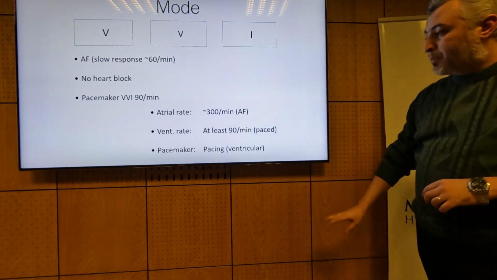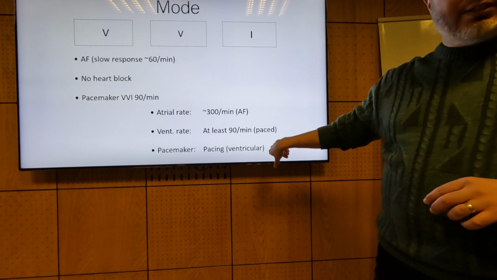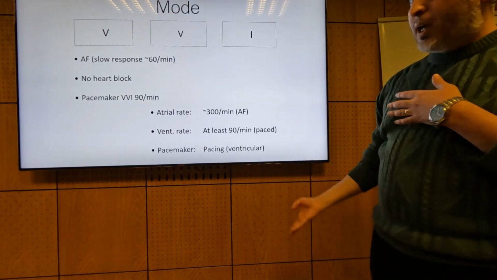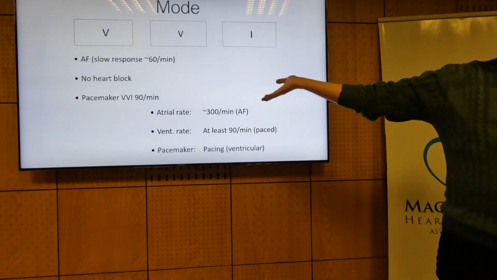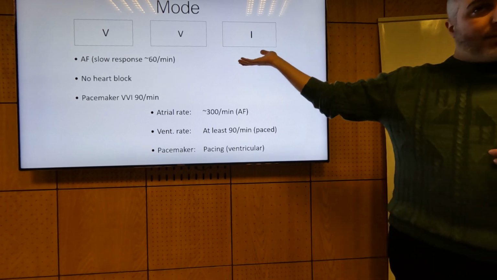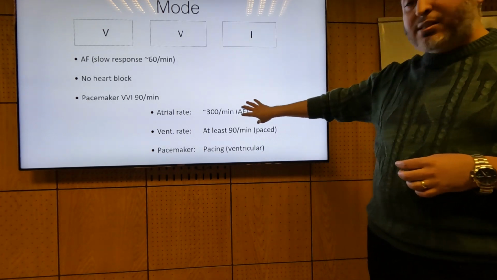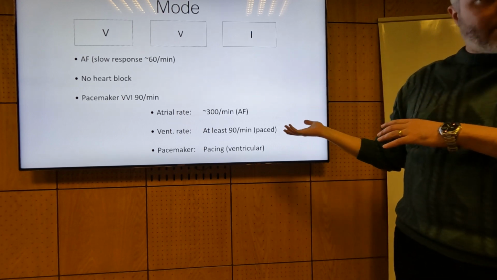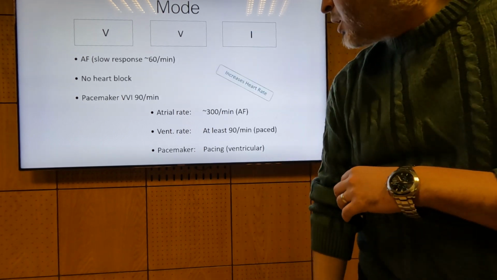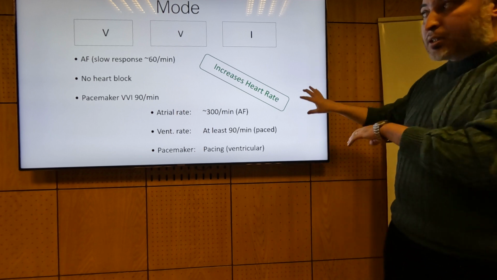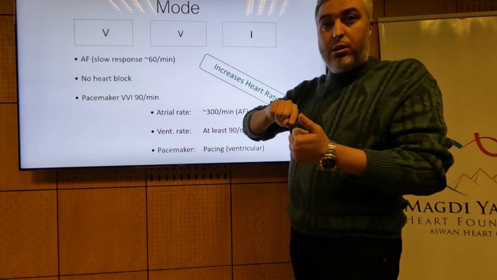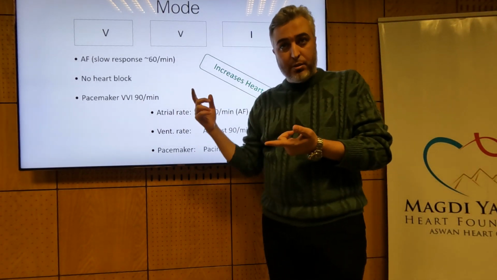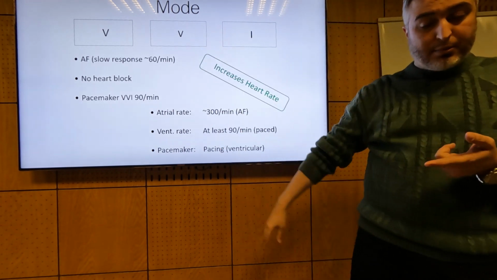The pacemaker is pacing the ventricle. Again, when this patient was atrially paced, you were not able to get his heart rate faster because the atrial rate is very high. So you cannot accelerate the rate of AF by atrial pacing. So we are able to increase heart rate in patients with heart block and with AF using ventricular pacing.